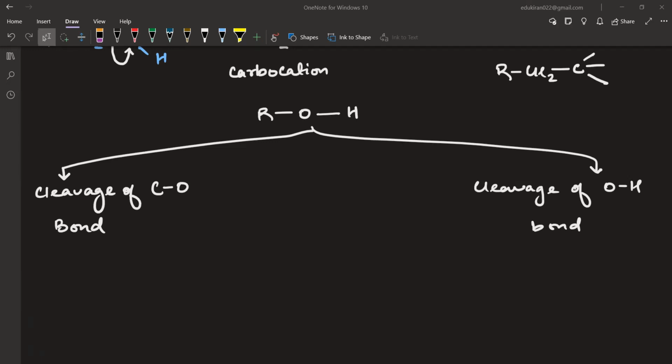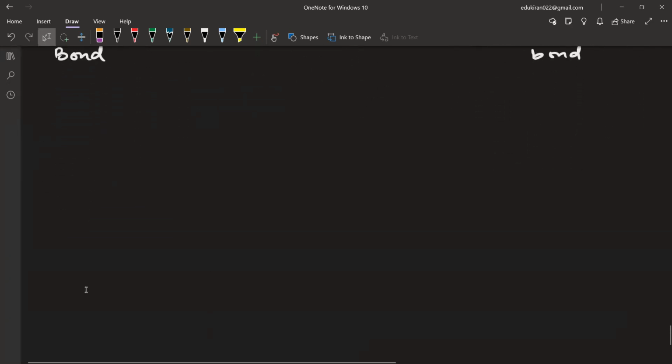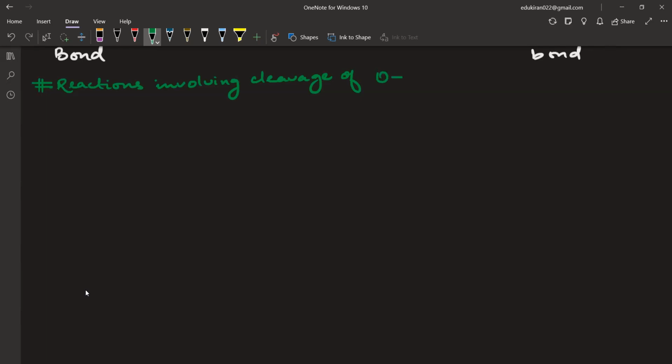So we'll first of all see the cleavage of OH bond. Now, if the OH bond is breaking, it is showing the acidic character. Okay. So first of all, write the topic. Reactions involving cleavage of OH bond.